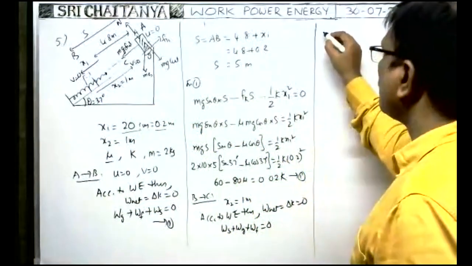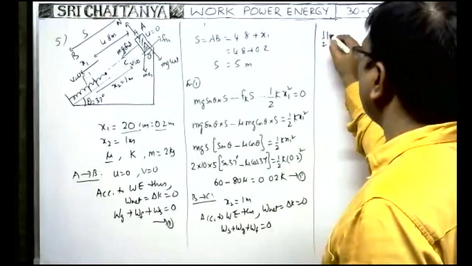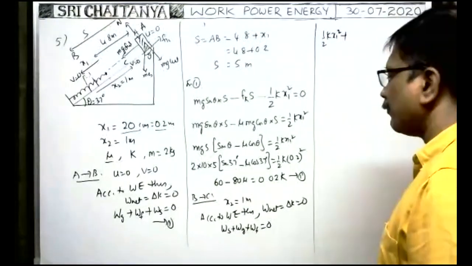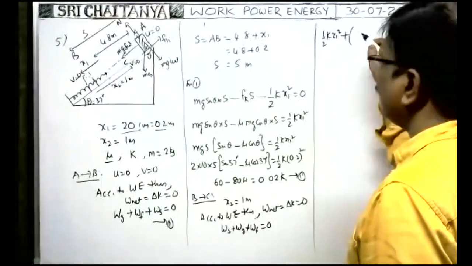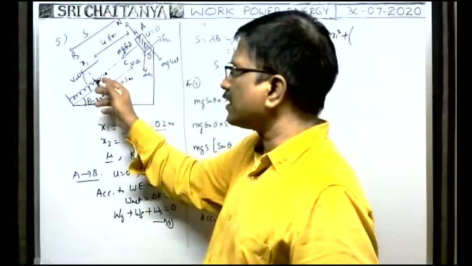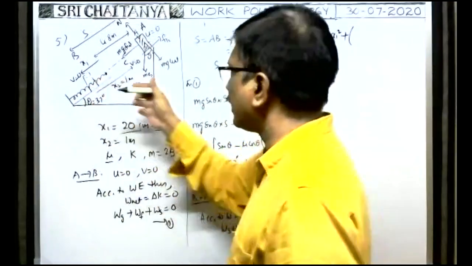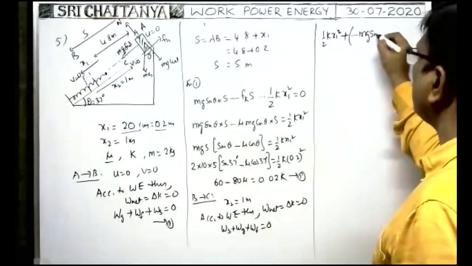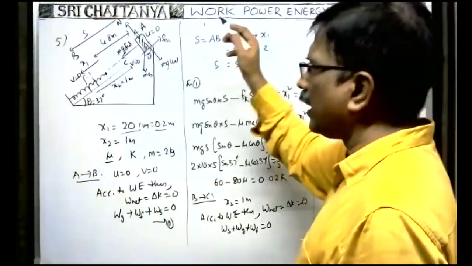That's why the positive work done by the spring force is equal to half k x1 square, plus the work done by gravity. Here, whenever the block moves in this direction, the gravitational force component acts on the block in the opposite direction. That's why negative work is done. That's why minus the weight component acting along the inclined plane, mg sin theta, into the displacement of the block.